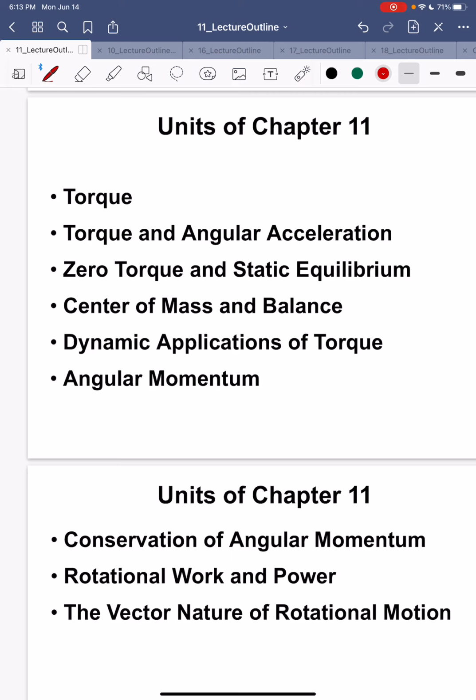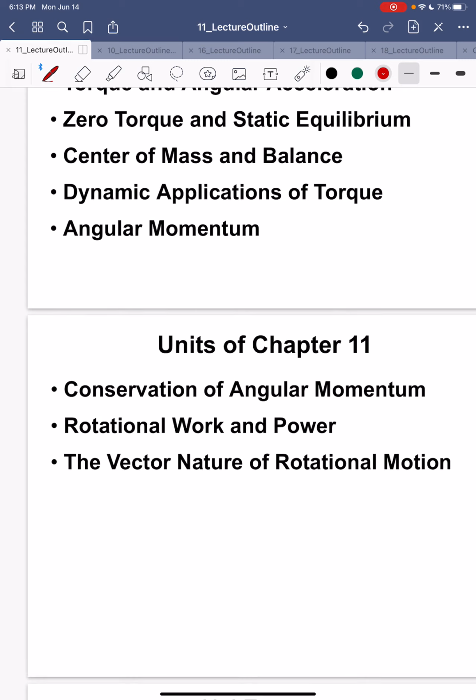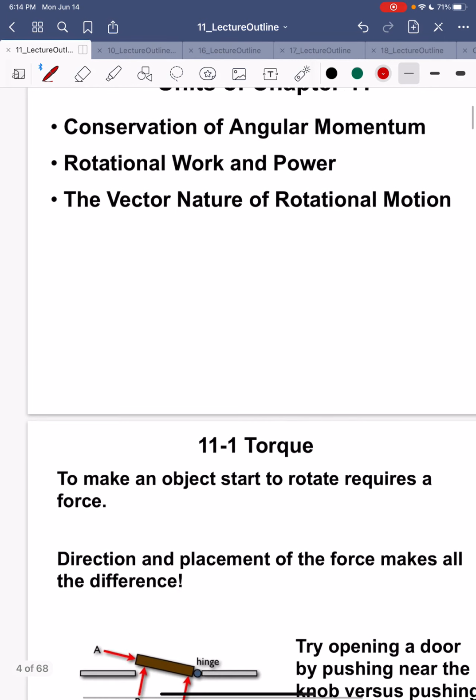Then I have objects that are in rotation. How can I find maybe their angular acceleration, or find the linear acceleration of an object, or calculate some of the forces in systems? And I will talk about a new quantity called angular momentum and how it is different from linear momentum. And then I will introduce the conservation of angular momentum. And finally, we will talk about rotational work and power. And of course, during all of this, we will not forget about the vector nature of rotational motion.